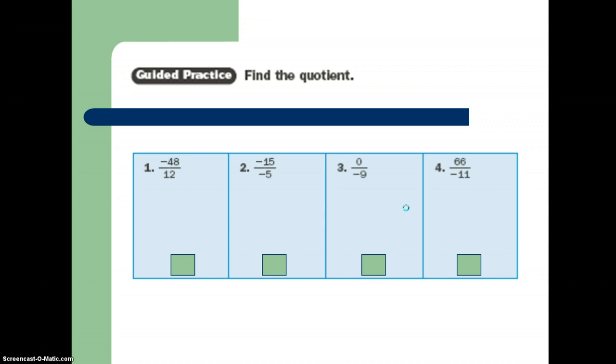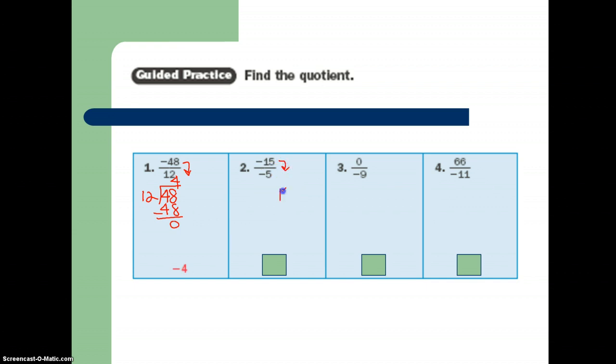Number 1, negative 48 divided by 12. By the way, you are not allowed to use calculators. So if you need to, remember that the numerator comes down underneath the division sign, 12 is on the outside. You end up with 4 as your answer. And it is negative because they're different signs.